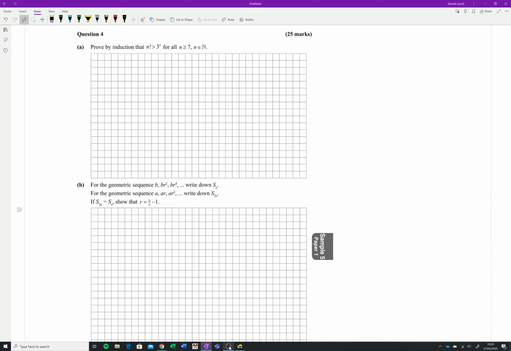I've already done questions 1 to 3 for you, and now we're going to have a look at question 4 all the way to 6. So that'll be the end of the short questions. So question 4 starts off with a proof by induction. It's an inequality proof by induction.